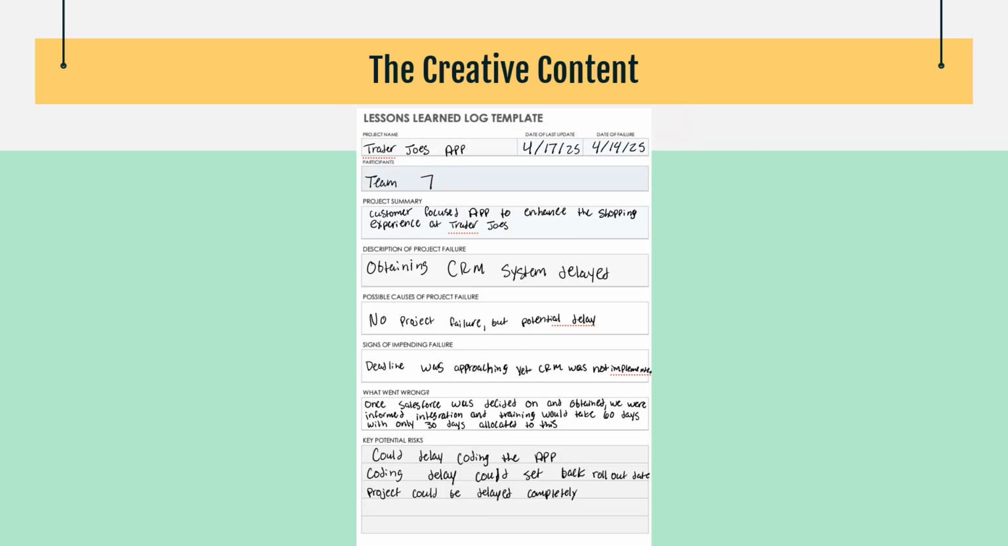The next creative content is the lessons learned log template. We'll have the project name, date of last update, date of failure, participants, project summary, and description of project failure. For example, here we're having issues obtaining the CRM system. Then possible causes of project failure, signs of impending failure, what exactly went wrong, and then key potential risks.